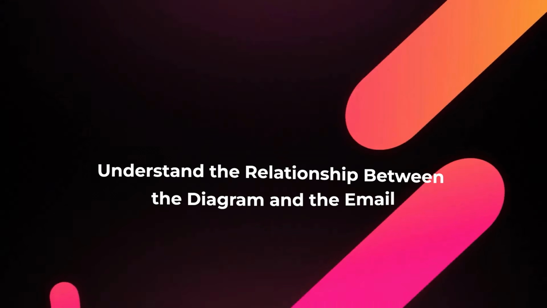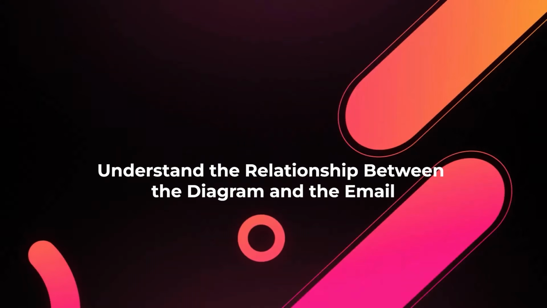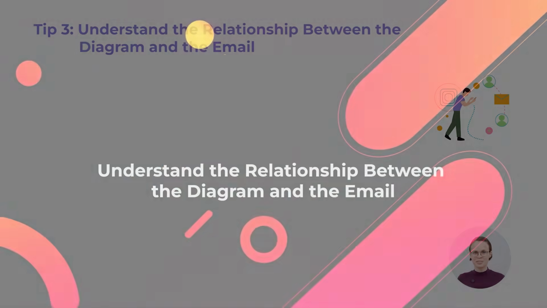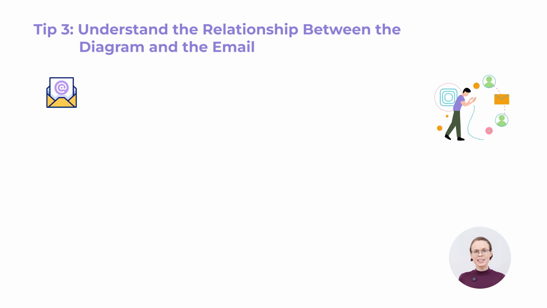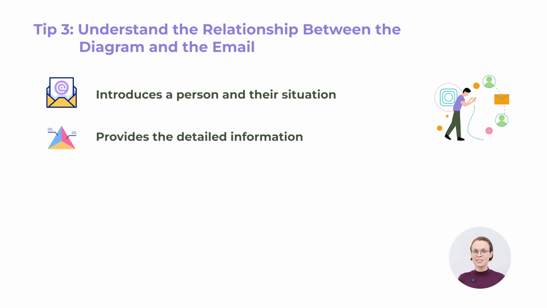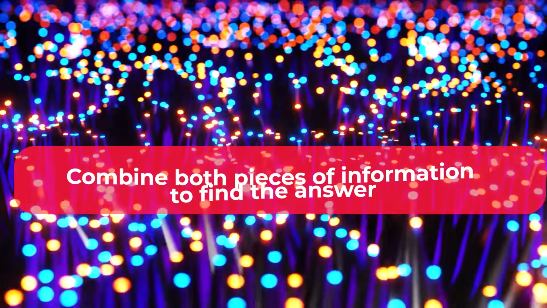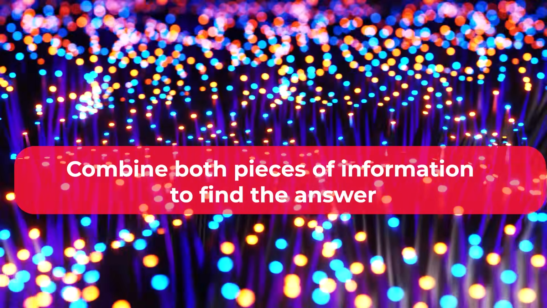Tip number 3 is to understand that the diagram and the email work together. You often need information from both to answer a question correctly. This is one of the most important things to understand about part 2. The email introduces a person and their situation. The diagram provides the detailed information. Many of the questions will ask you to combine both pieces of information to find the answer.